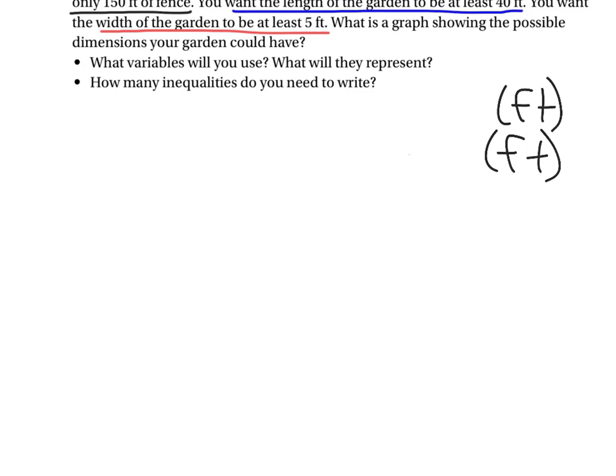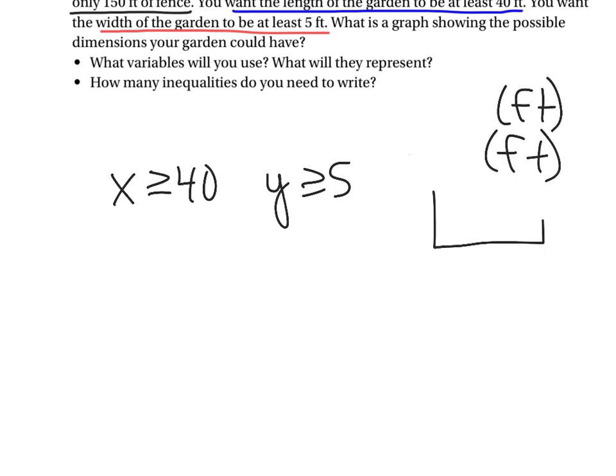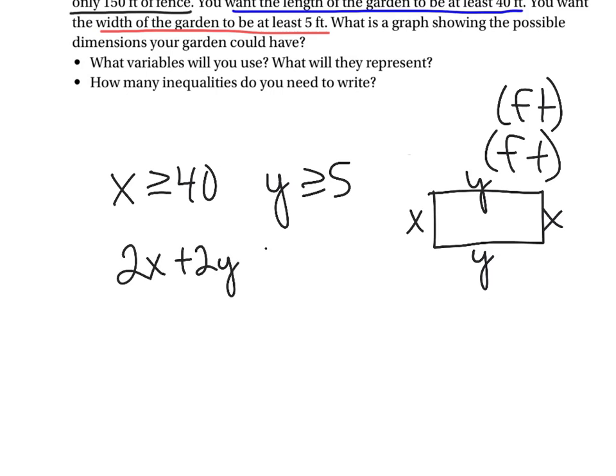So the length we want to be at least 40. So x is greater than or equal to 40. The width at least 5 feet. So y is greater than or equal to 5. And then we only have 150 feet of fence. So if you think about what's happening, this is kind of what our garden looks like. So our perimeter, we have 2x plus 2y. That's going to have to be less than or equal to 150.